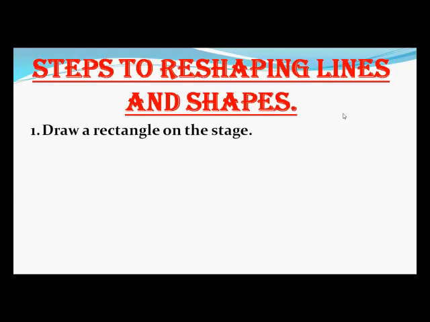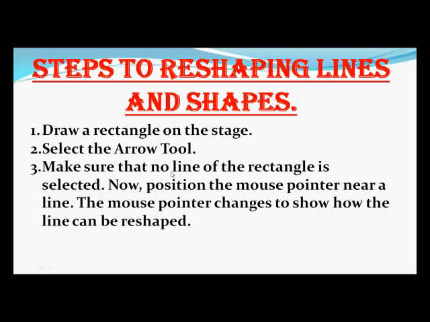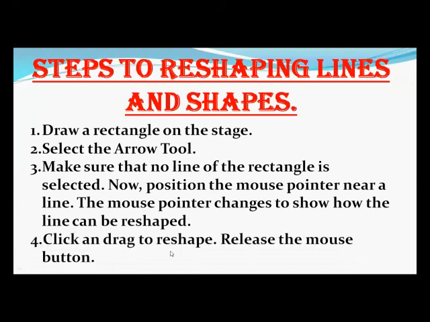Now how will you do this? Draw a rectangle on the stage. Select the arrow tool from the tool panel. Make sure that no line of the rectangle is selected. Now position the mouse pointer near a line. The mouse pointer changes to show how the line can be reshaped. Now click and drag to reshape, and then release the mouse button.